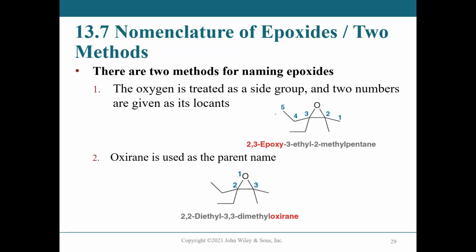There are 2 methods of naming epoxides. The oxygen is treated as a side group, and the 2 numbers are given as its locants. So we have 2, 3. At the 2 position, we have 2,3-epoxy, 3-ethyl. At the 3 position, we have an ethyl group, 2-methylpentane.